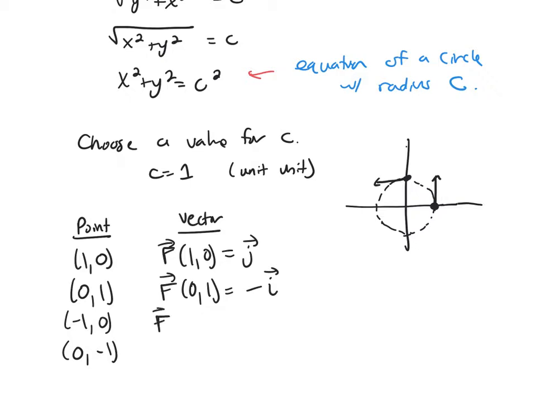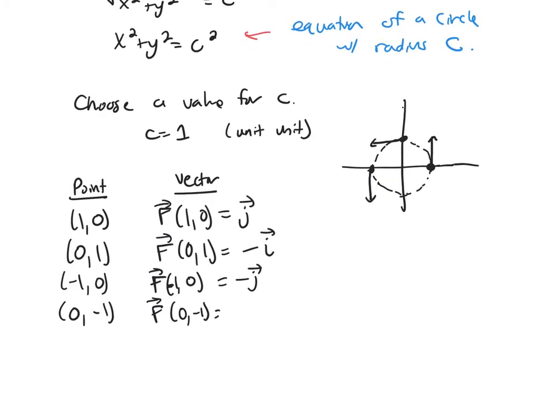If you plug in (negative 1, 0), you'll get negative j. So at (negative 1, 0), you have a vector going down, with a length of 1. And then the last point, (0, negative 1), you're going to get a positive i. So at (0, negative 1), you have a vector going in the x direction, positive 1. So there's 4 vectors, and you can repeat this process.